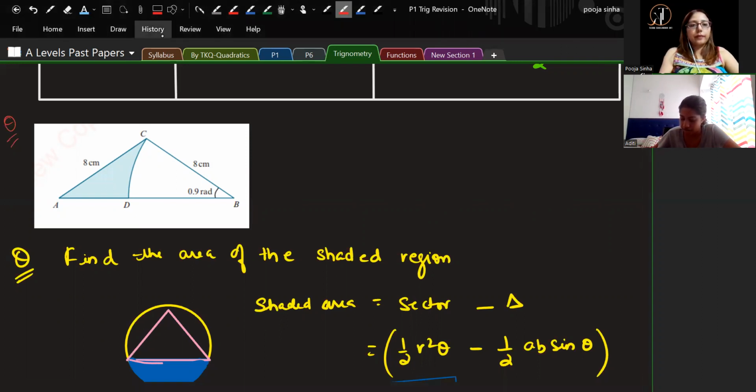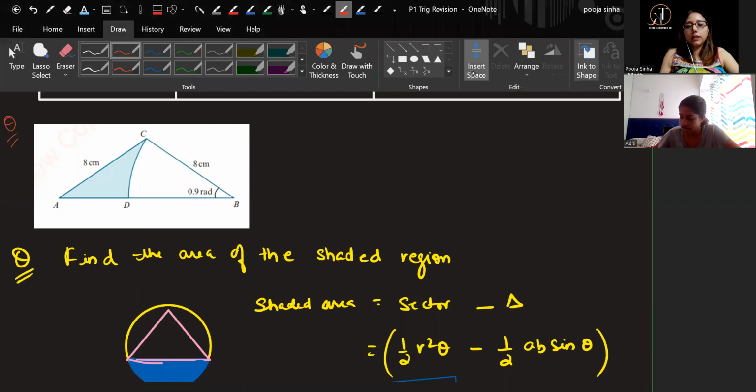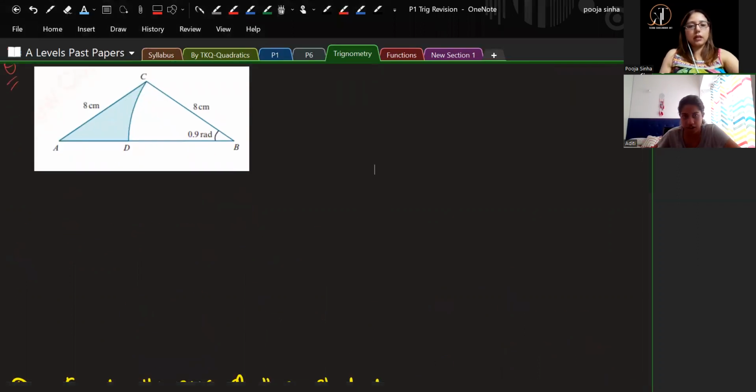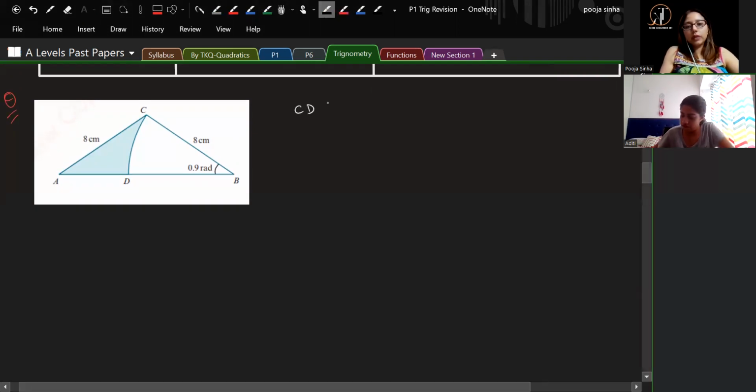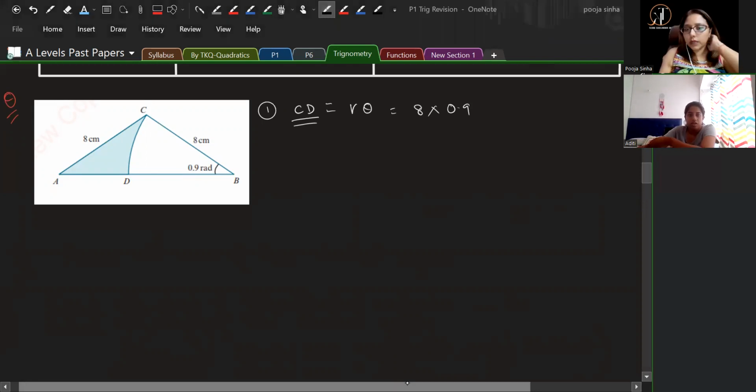Arc CD is easy, we just learned that. R theta, R is 8 and 0.9 radians. So CD is equal to R theta, 8 into 0.9, and the answer is 7.2 centimeters. That's your first part.